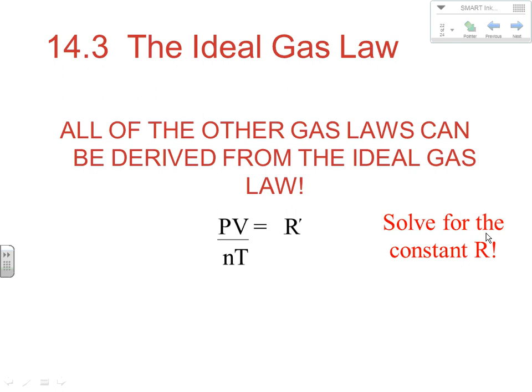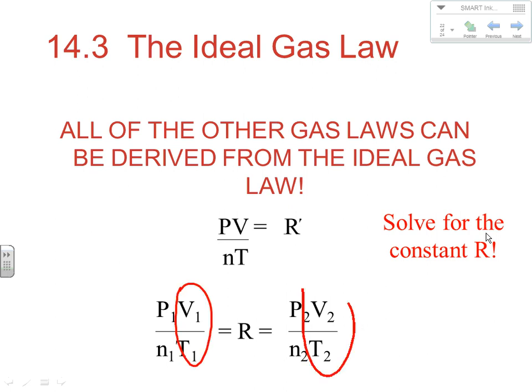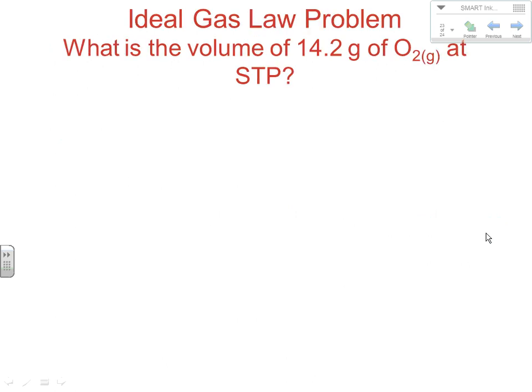So if we really wanted to, if we looked at ones and twos, we would have P1V1 over n1T1 equals P2V2 over n2T2. And we can derive any of our equations from these. If n and T are constant, those would cancel and we'd be left with P1V1 equals P2V2. If P and n were constant, they would cancel out and you'd be left with V1 over T1 equals V2 over T2. So every single gas law that we looked at earlier can be derived from the ideal gas law. So remember, PV equals nRT is the most important law of them all, because all the rest can be derived from that.